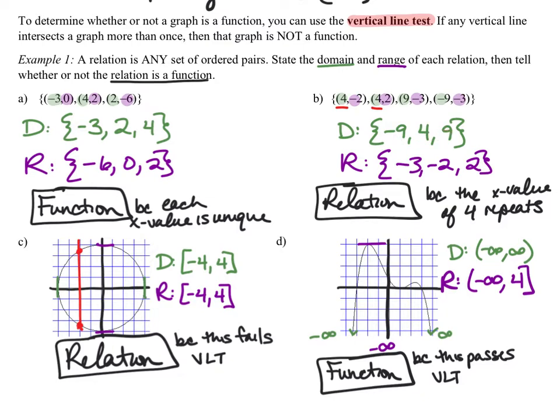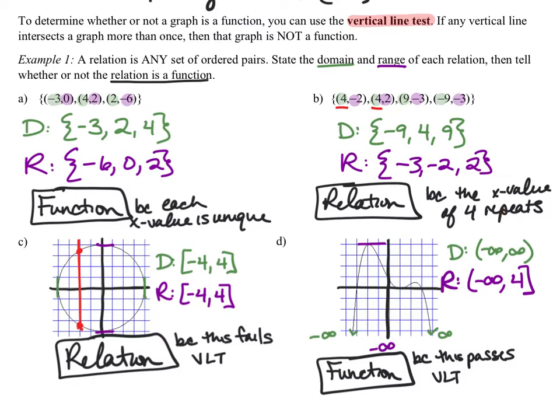And again, with the range, you just list out the numbers. They don't have to repeat, or they should not repeat, so you don't have to put -3 in here twice. And they don't have to be in number order. I'm just extra enough to do that. But since those 4s in the domain repeat, that's like the vertical line test failing. This is just considered a relation, which is saying not a function, because the x value of 4 repeats.